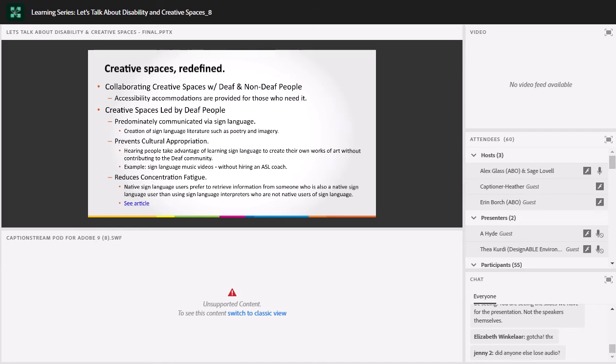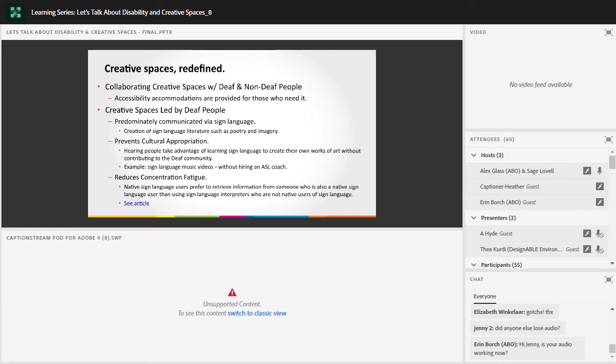Creative spaces are changing. We see collaborative creative spaces between deaf individuals and non-deaf individuals. They are happening. Accessibility and accommodations are being provided. Creative spaces that are led by deaf people are also amazing opportunities. Typically in these spaces, we see communication happening via sign language, and we see literature being created, such as poetry.